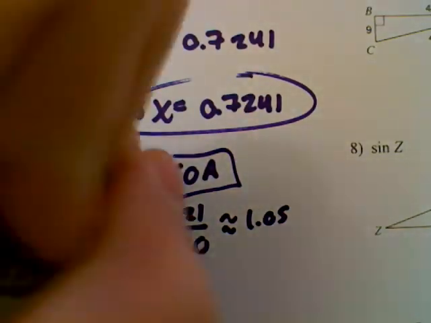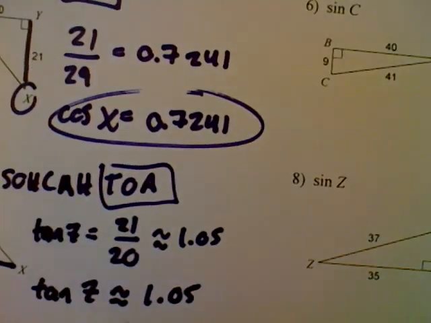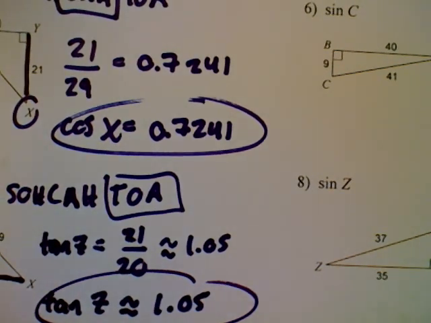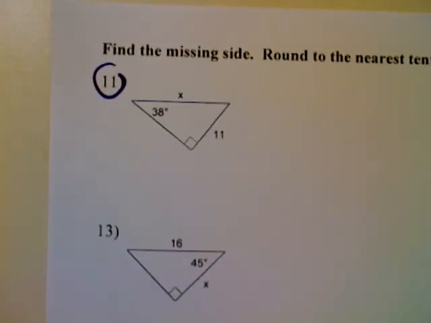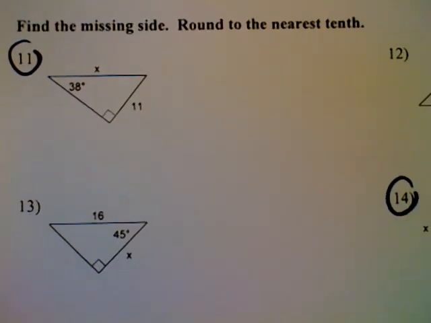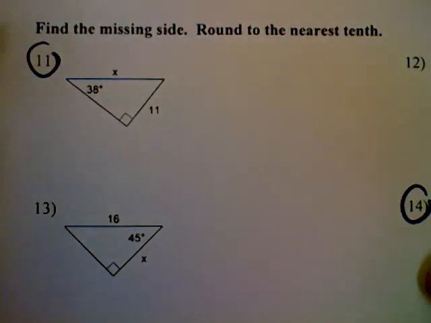So the tan of z is approximately equal to 1.05. Cool, let's go to some ones that actually ask us to figure out what the side of a triangle is. So here, if you look at 11, the instructions are to find the missing side, round to the nearest tenth. So I need to find the missing side of this triangle. It's asking us to find x.